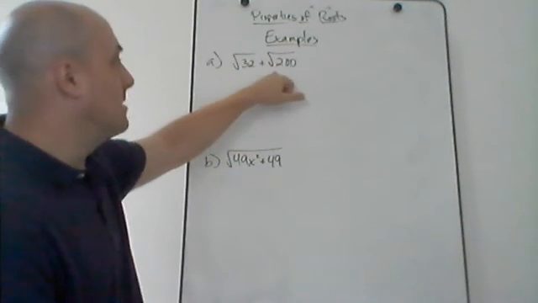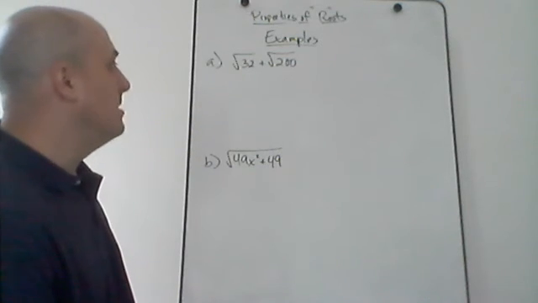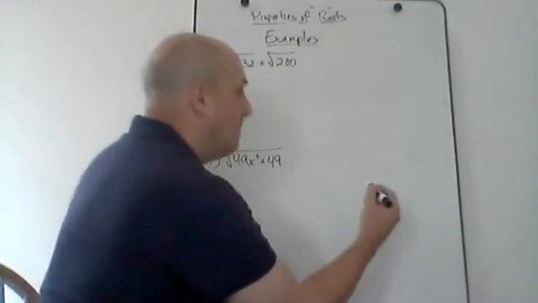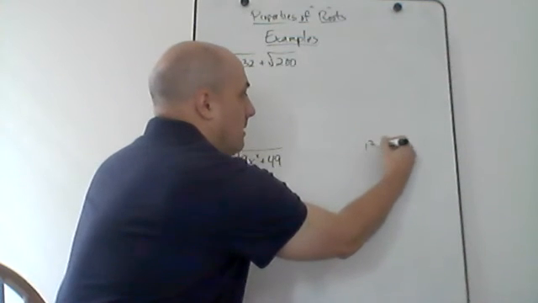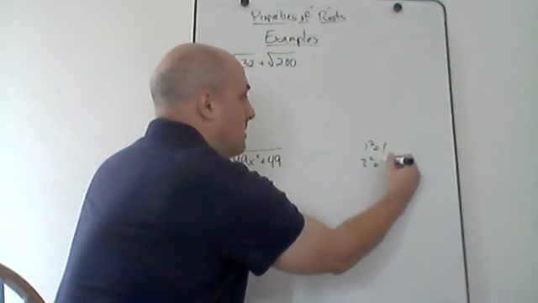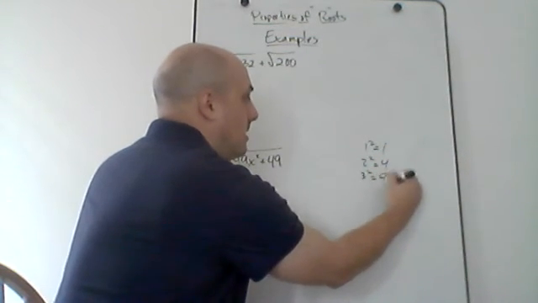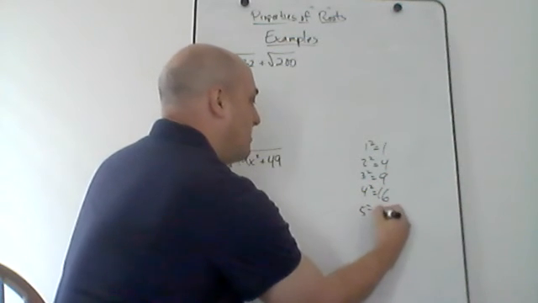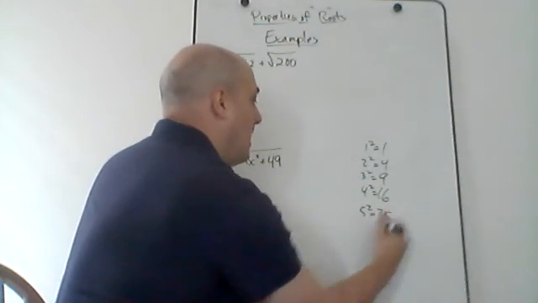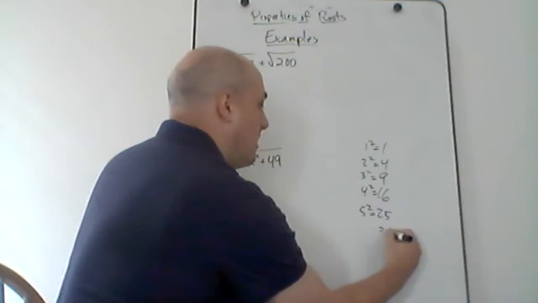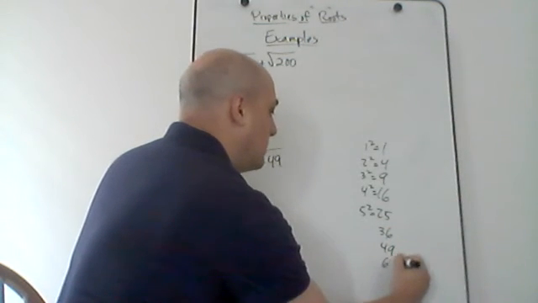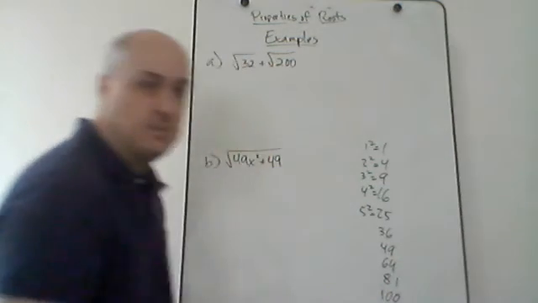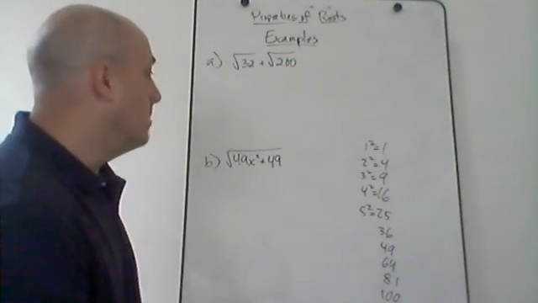We look for perfect squares that will divide evenly into either 32 or 200 or really into both. So my perfect squares, if I go off on the side here: 1 squared is 1, 2 squared is 4, 3 squared is 9. I should have written this up here before I started. 4 squared is 16, 5 squared is 25, and so on. I have 36, 49, 64, 9 squared is 81, 10 squared is 100, and that's about as far as I'm going to go here. All right, so those are my perfect squares.